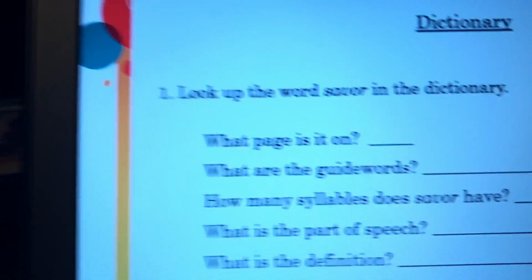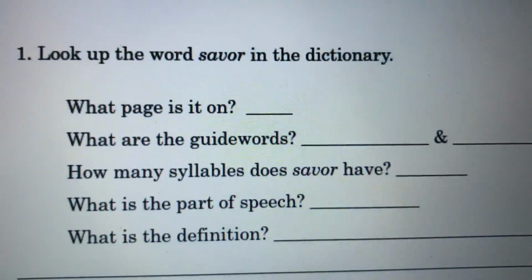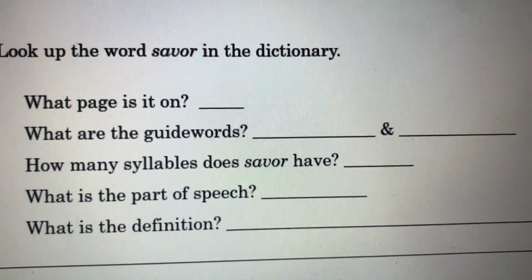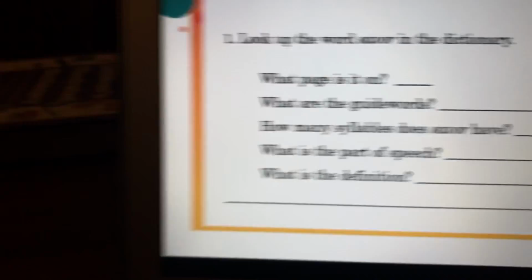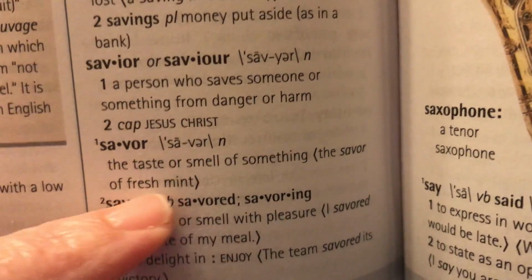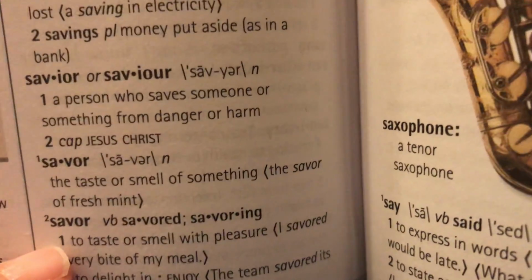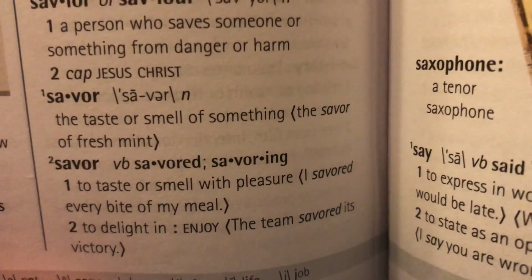Okay. So we've talked about what page it's on. What are the guide words? How many syllables? What is the part of speech? And we also did the definition: to taste or smell of something, or to taste or smell with pleasure. Okay, guys, good job.